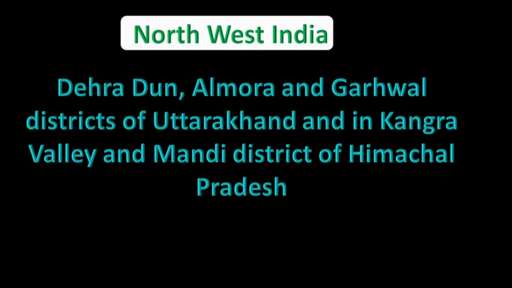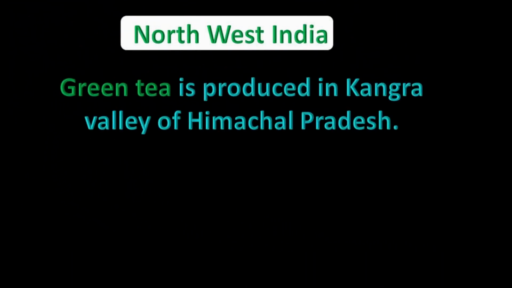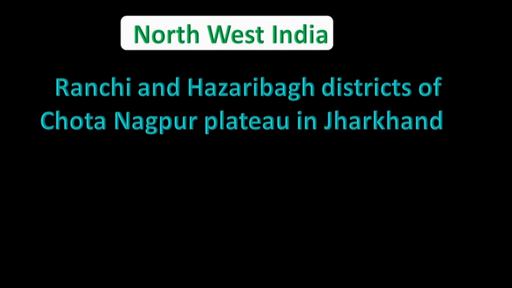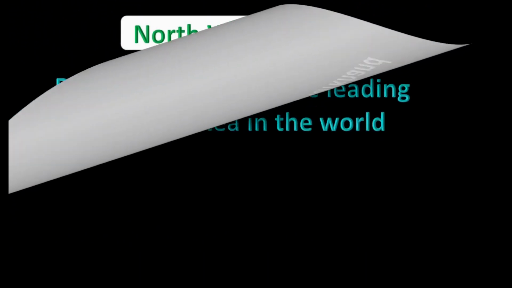Northwest India. Some tea is produced in Dehradun, Almora and Garhwal districts of Uttarakhand and in Kangra Valley and Mandi district of Himachal Pradesh. Green tea is produced in Kangra Valley of Himachal Pradesh. Tea in small quantity is also produced in Ranchi and Hazaribagh districts of the Chota Nagpur Plateau in Jharkhand.